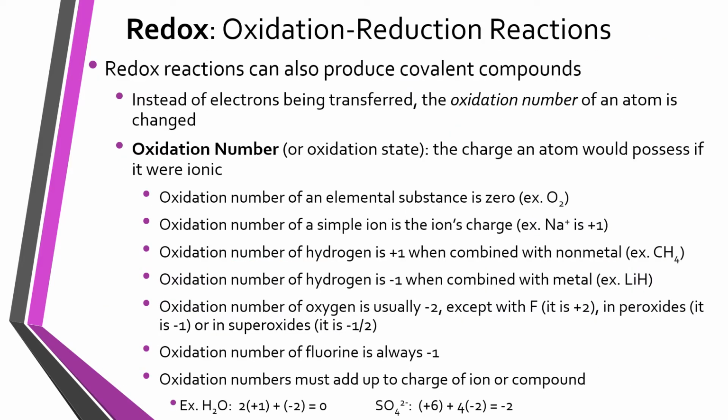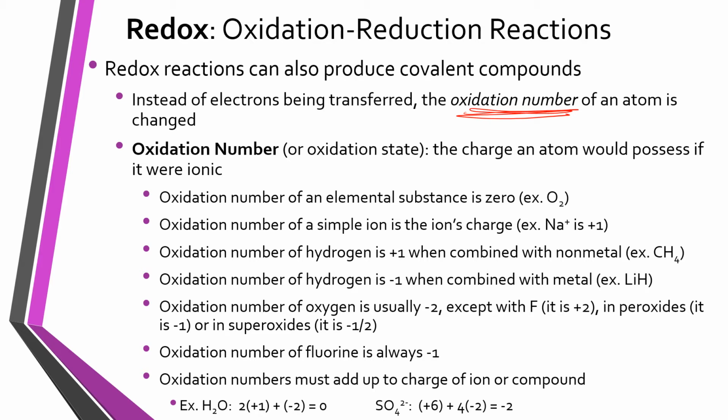Redox reactions don't just involve ionic compounds, however. They also involve covalent compounds. But in a covalent compound reaction, instead of electrons being transferred like we saw in the previous slide for an ionic compound, the oxidation number of an atom changes. So what is an oxidation number? Sometimes it's called an oxidation state. We'll use the term oxidation number.